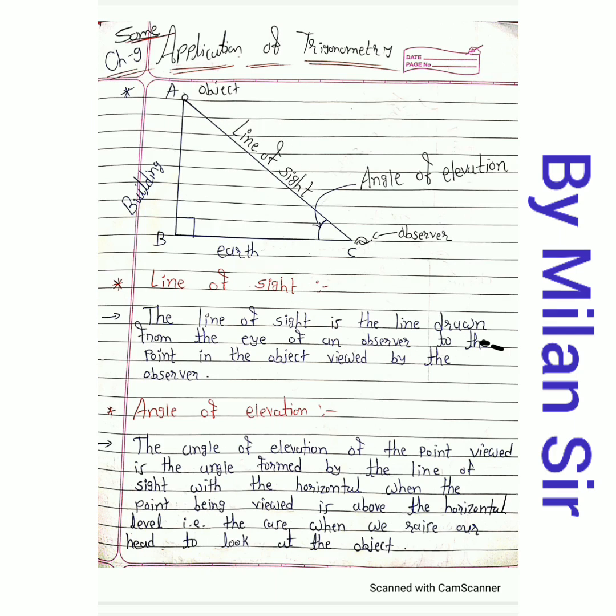Now in this example, a building, here one person is standing at point C. This is the eye of the observer, so this is our horizontal level. Now the building has a height higher than the observer, so our object is here, and we need to raise our head in the upward direction, right? So this is the line of sight which creates an angle with the horizontal, called the angle of elevation. Okay, this is our angle of elevation.